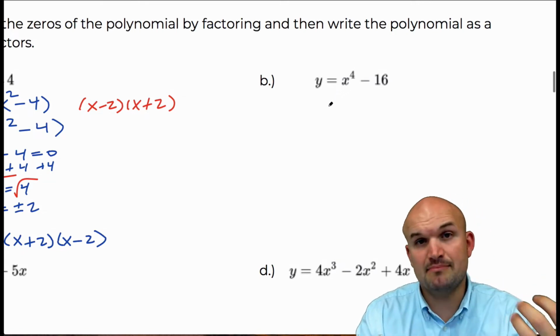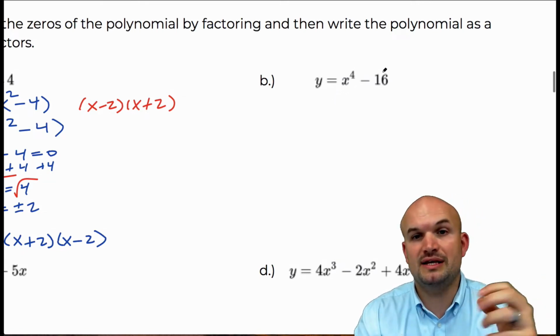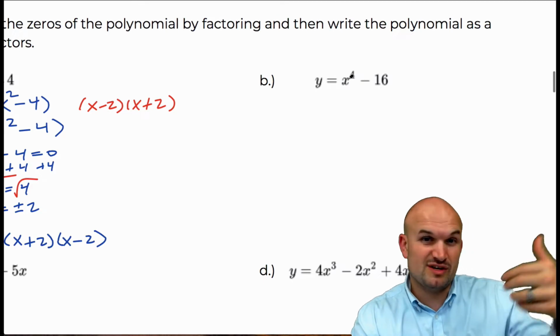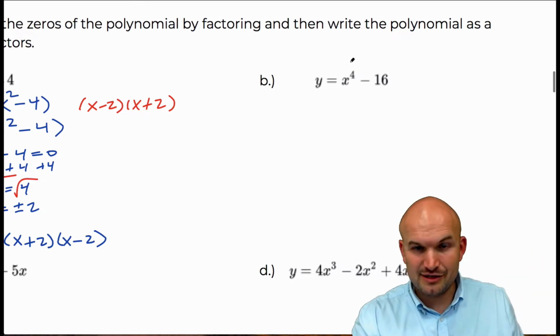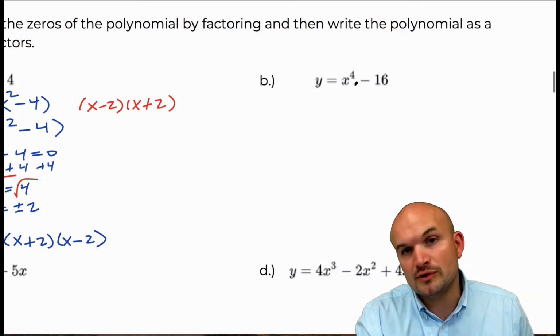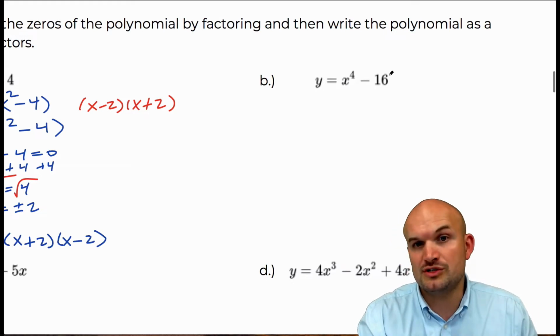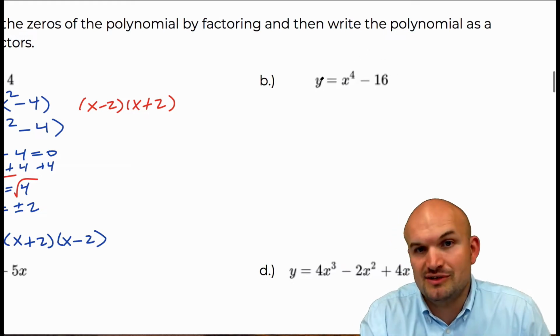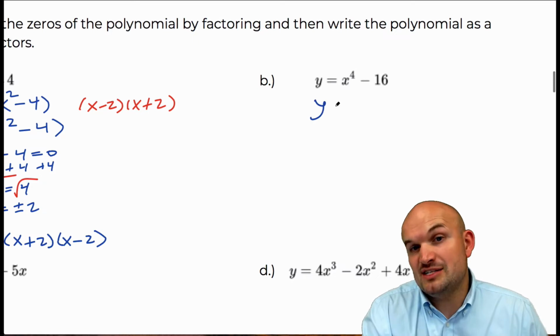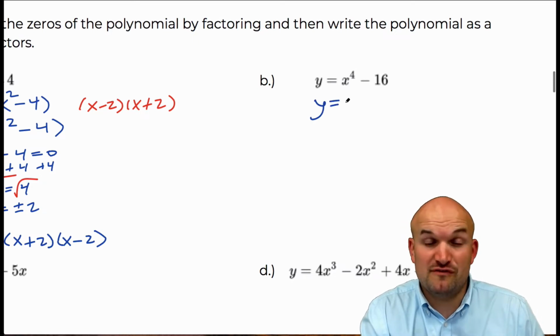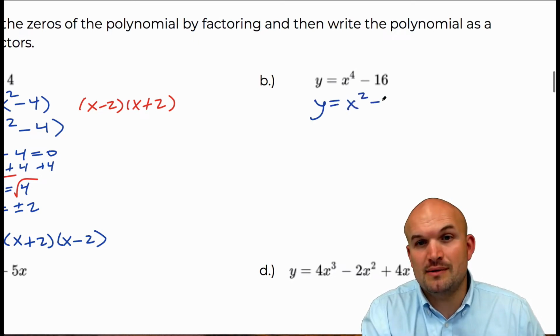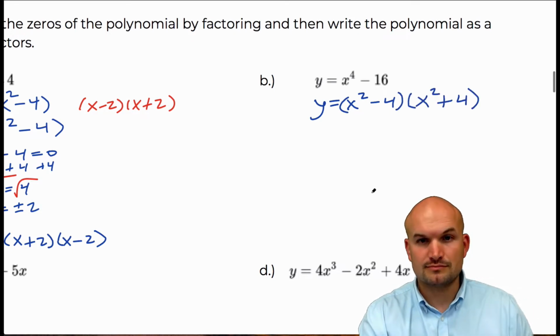And the next one is a binomial. So immediately what I start thinking is difference of two squares. And even if it's written up to the 4th power, again, you have to think, can you take the square root? Is x to the 4th a square term, and is 16 a square term? And the answer is yes. It's just raised to a higher power. So this can be further factored down into x squared minus 4 times x squared plus 4.